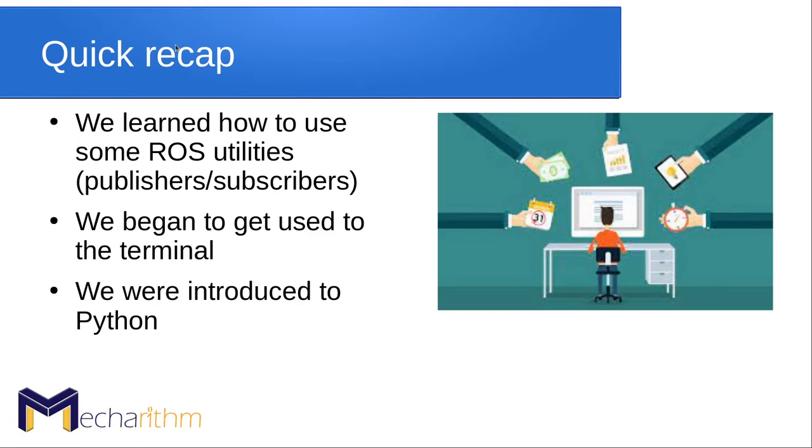Just a quick recap on what we did so far. We learned how to use some ROS utilities like publishers and subscribers, and we were introduced to that architecture where we have a team of nodes working on their individual tasks while at the same time maintaining communication between one another to achieve the tasks of the project. We began to get used to using the terminal instead of just navigating through the GUI. We were also introduced to the Python language, and we used it to create our packages.